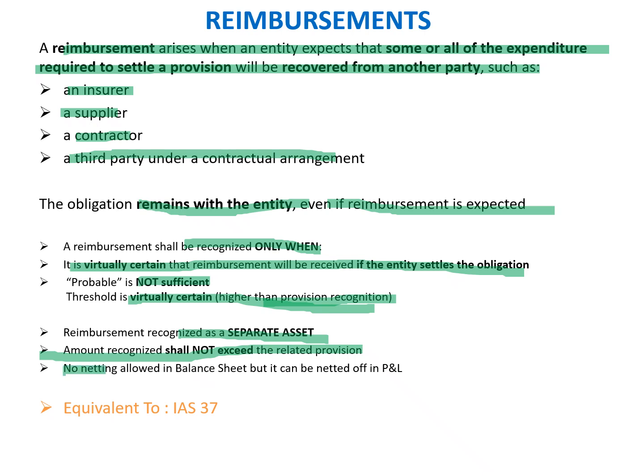And second, no netting is allowed in the balance sheet, but it can be netted off in the P&L. Which means that in the P&L we can show the reimbursement as a minus item to my expense. Like if my provision is 10,000 and I am receiving some reimbursement of 2,000, then we can show 8,000 as an expense, but in the balance sheet it has to be shown separately. 10,000 would be liability, and then 2,000 would be shown as a reimbursement asset. So this treatment of reimbursement is absolutely aligned with IAS 37. So we'll move to the next slide.